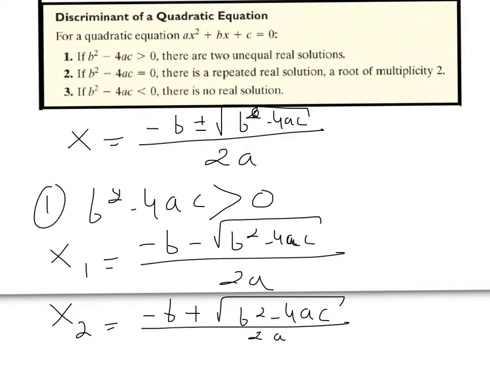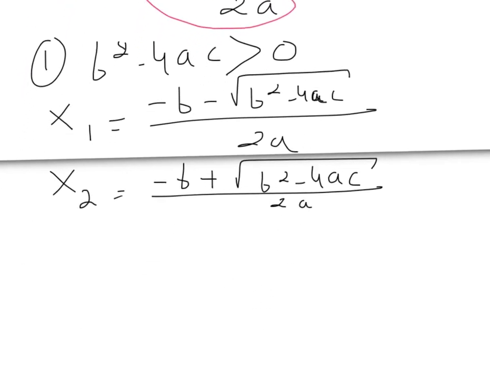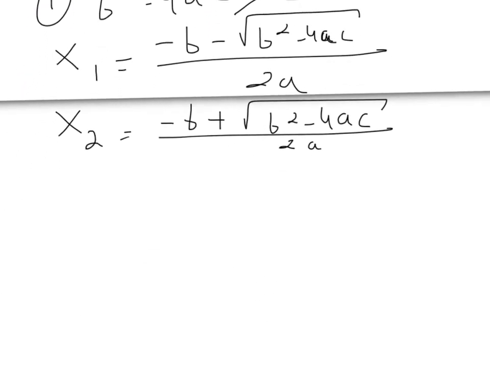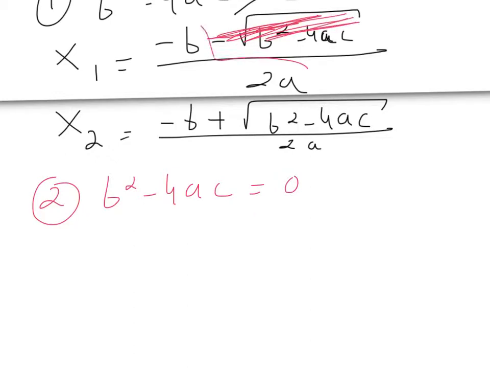Let's have the second scenario, when b squared minus 4ac equals 0. If this equals 0, it means we're going to eliminate this, so we're going to come up with only one solution. If b squared minus 4ac equals 0, we eliminate this and we have only one solution, which is x equals minus b over 2a.